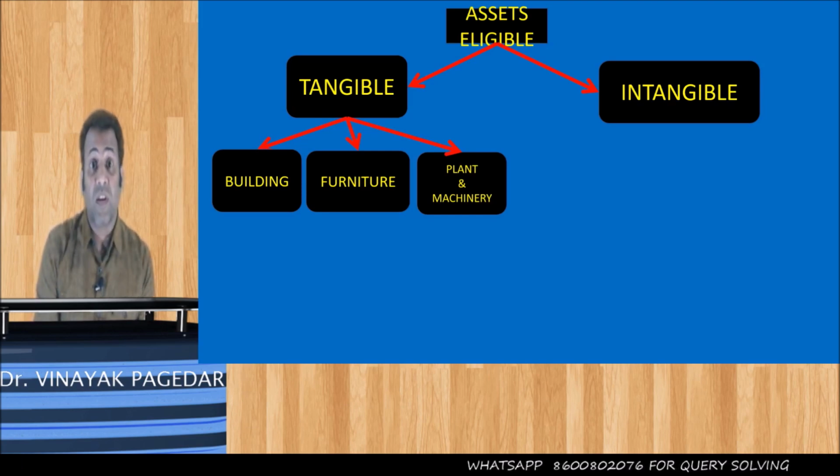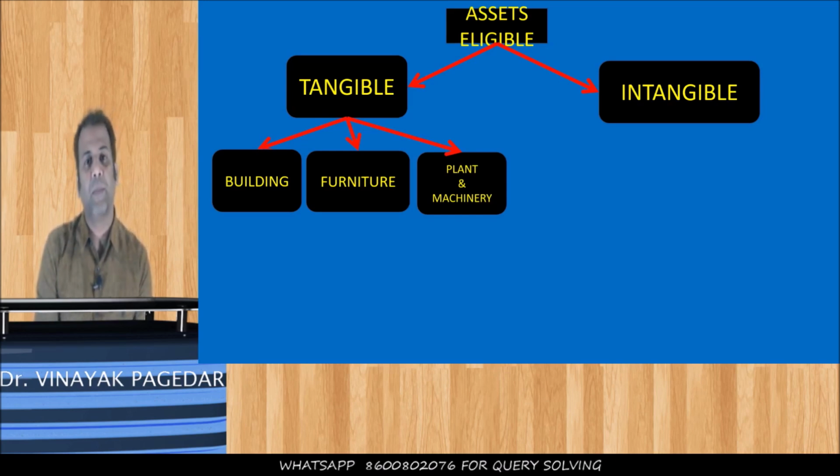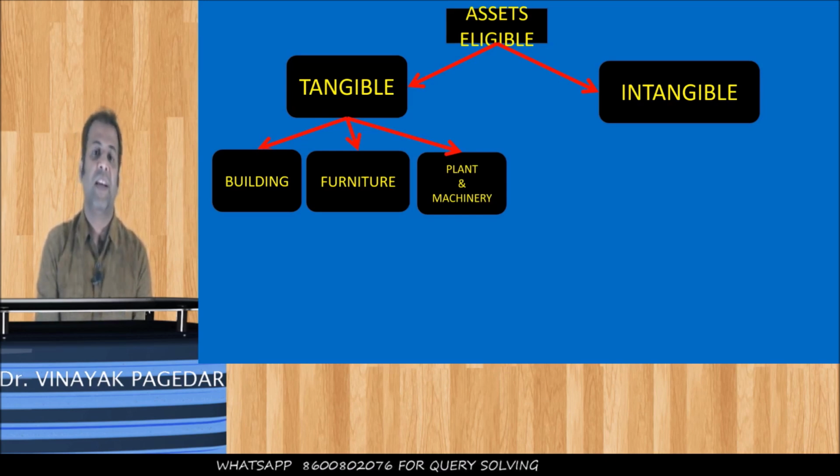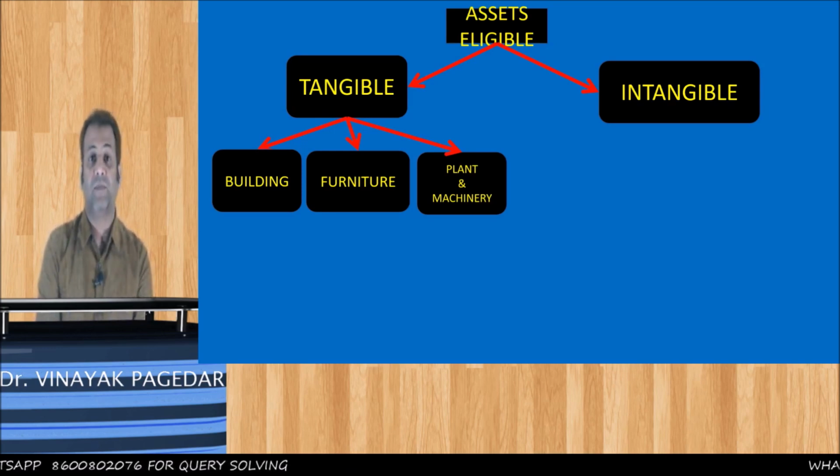Now many students say, what about livestock? Livestock is not a depreciable asset, so the question of depreciation does not arise. The asset has to be depreciable, it does not fall into building, does not fall into furniture, so it becomes plant and machinery. The interesting part is the intangible category.